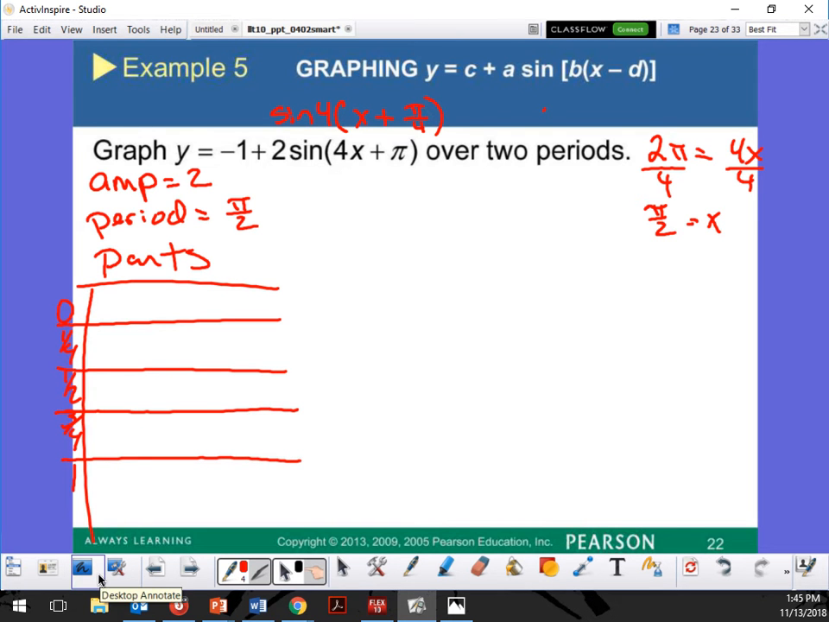Alright, so now for this piece right here, remember, it's going to be my part. Actually, before I go too far, phase shift, my phase shift is going to be what?